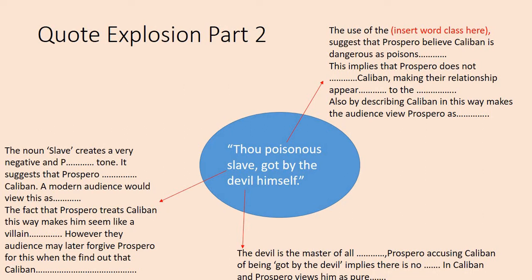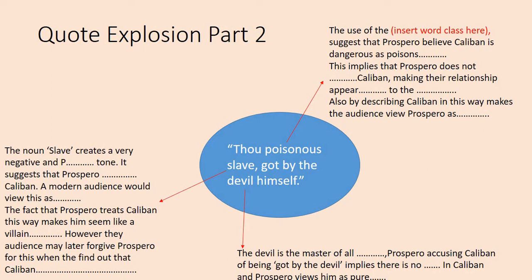This implies, remember we don't want to keep using the same word. We've already used suggests, so now we're going to move on to implies. All of these, suggests, implies, they're part of your AO2. That's showing that you're exploring the effects of the language that the writers used. So this implies that Prospero does not what with Caliban. If you think someone's dangerous, what are you not likely to do? Making their relationship appear to be? Think about it. How does this suggest their relationship is?